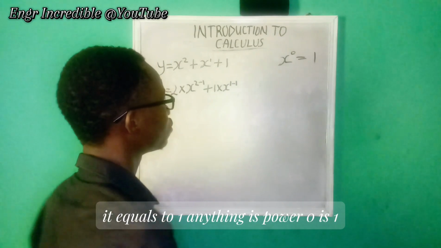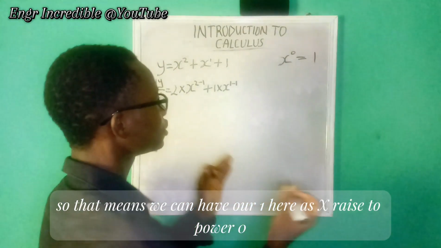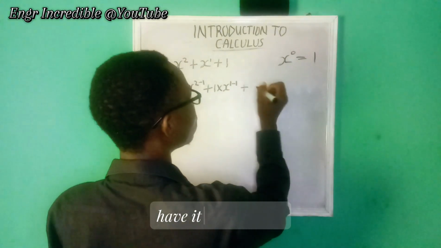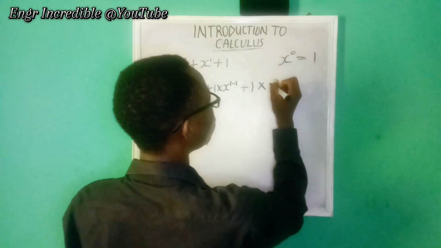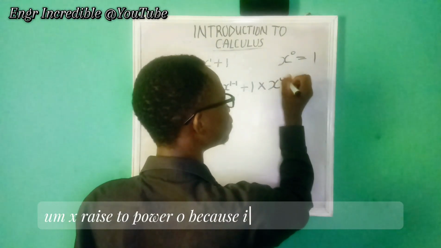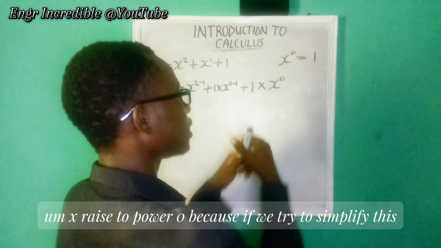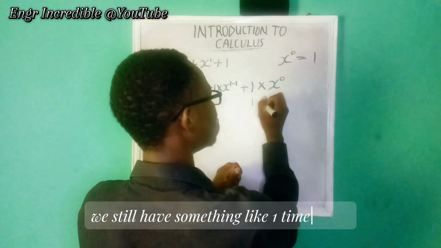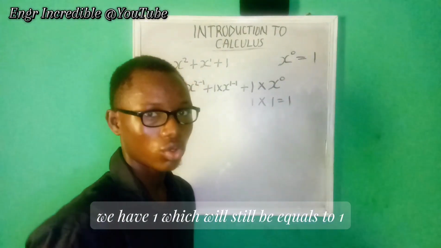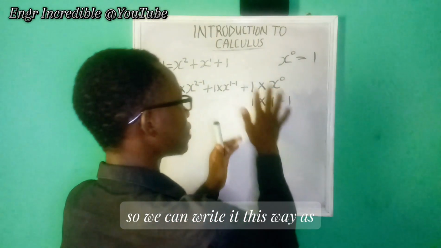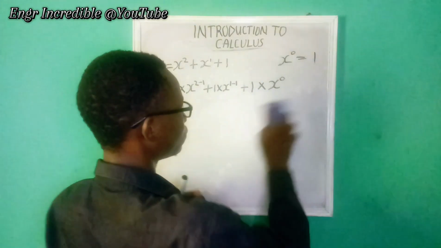Anything raised to power 0 is 1. So that means we can have our 1 here as x raised to power 0. We have it as 1 times x raised to power 0, because if we try to simplify this, we still have 1 times 1, which will still be equal to 1. So we can write it this way as 1 times x raised to power 0.